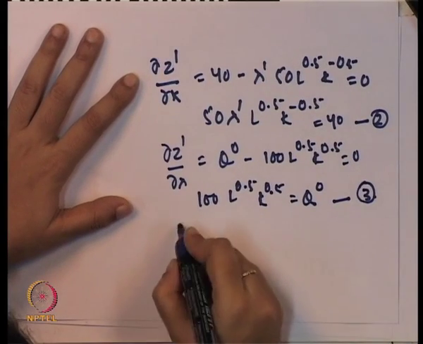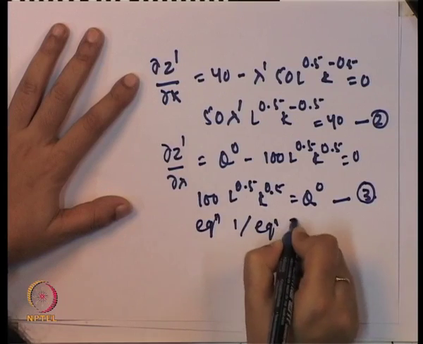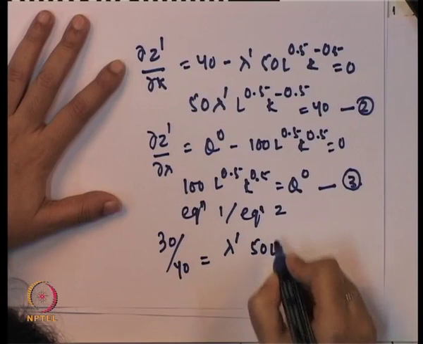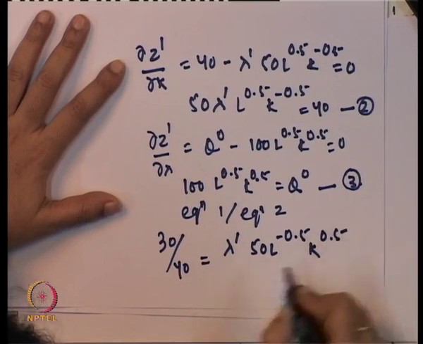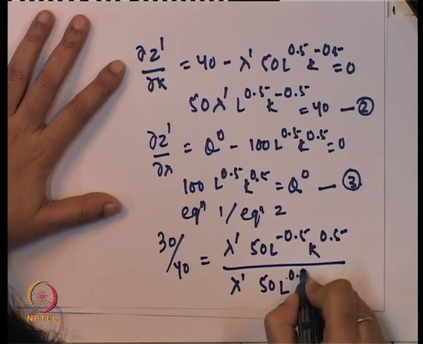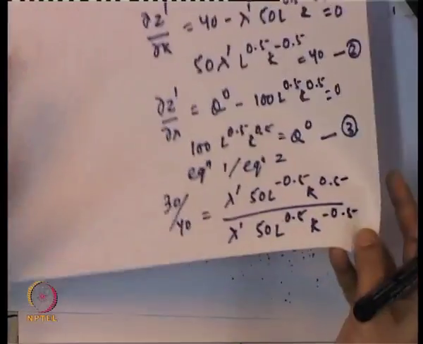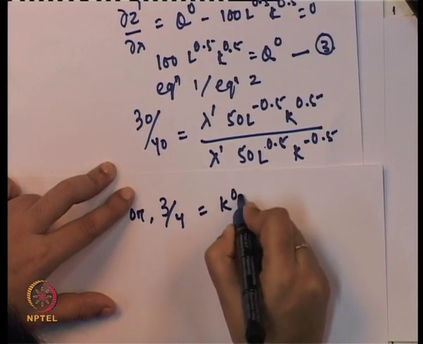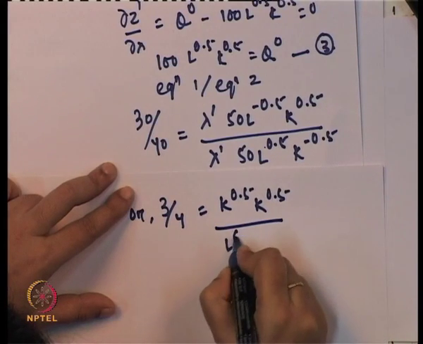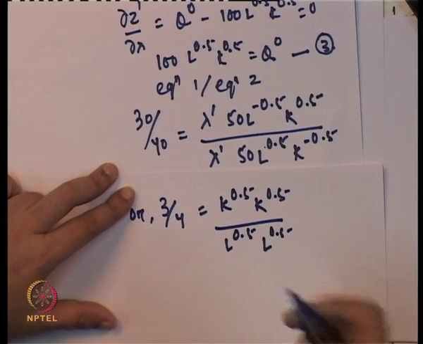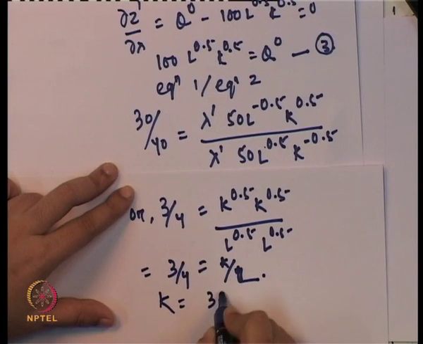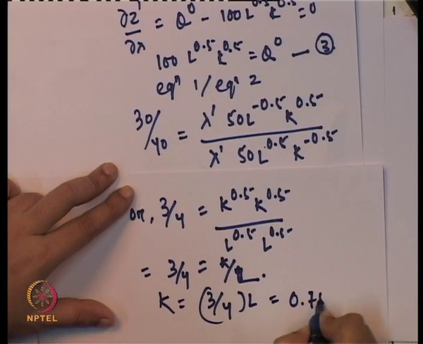So, now if you divide equation 1 by equation 2, then this is 30 by 40 equal to lambda dash 50 L^-0.5 K^0.5 over lambda dash 50 L^0.5 K^-0.5. Simplifying this, 3 by 4 is equal to K^0.5 K^0.5 over L^0.5 L^0.5, that comes to 3 by 4 equal to K by L. So, K is equal to 3 by 4 L or 0.75 L.